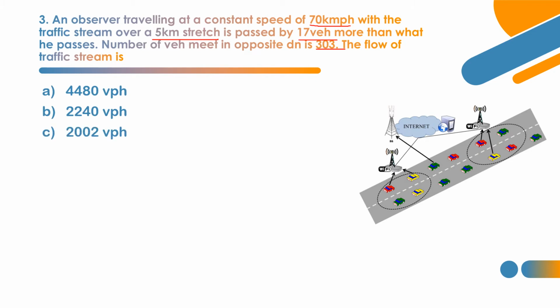By using the given data in the floating car method, we have to find the flow of traffic stream. They have given the speed, the length of stretch, the number of vehicles met in the opposite direction, and the overtaken vehicles. So by using the floating car formula, we can find the answer. The flow of traffic stream in this scenario is option B, 2240 vehicles per hour. Now let's see how it is calculated.